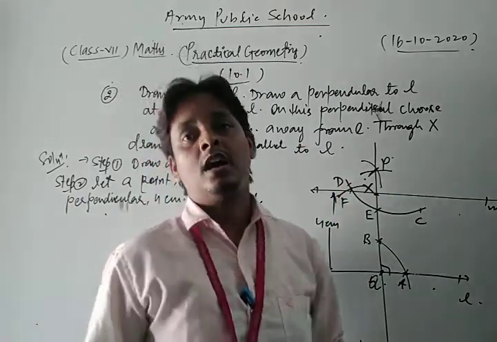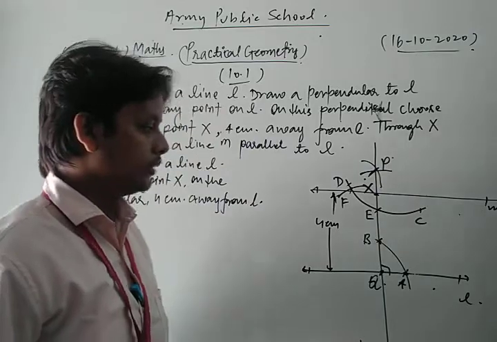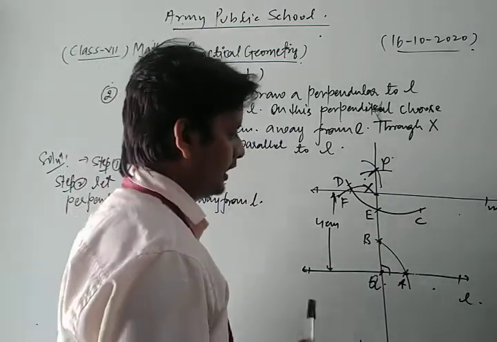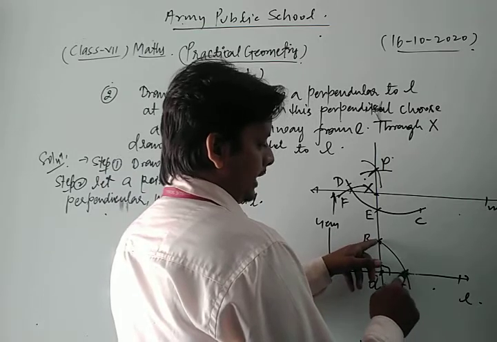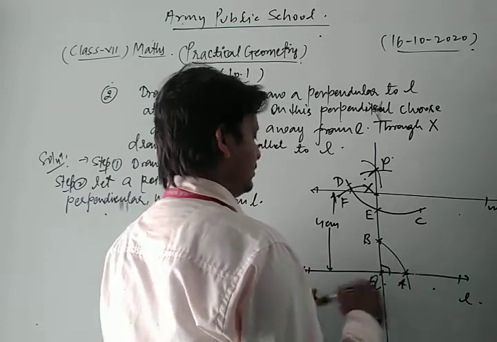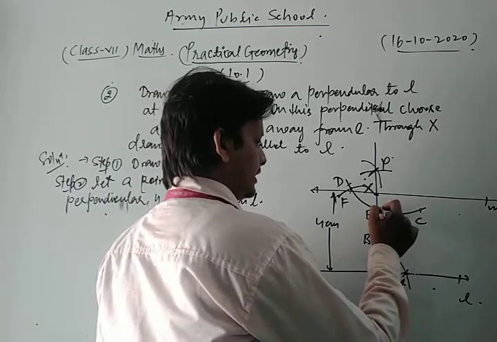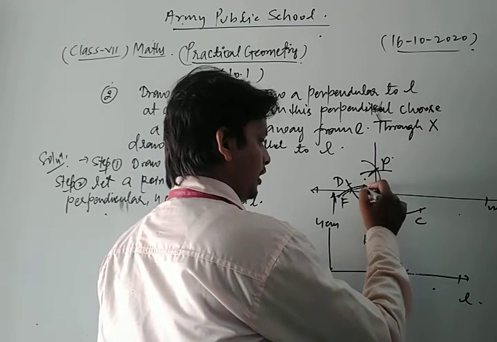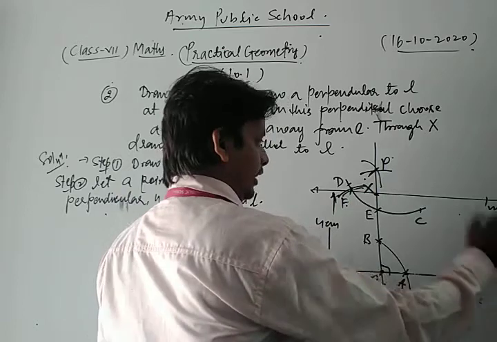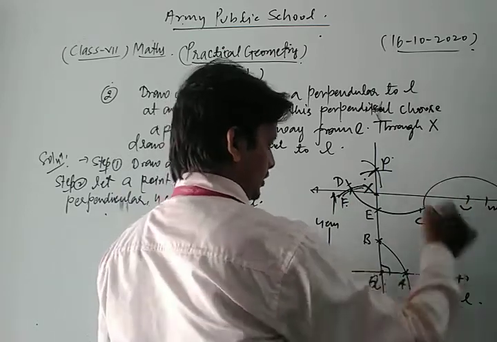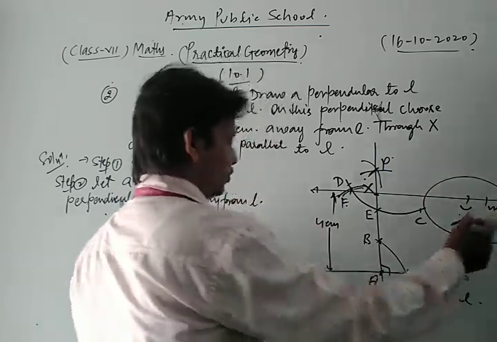Okay. After that, dear friends, we put the tip at point A and the open end at point B. Now we take the same distance. Now taking E as center, we cut an arc in this way. Suppose that is point F. Now we join X and F and draw a line, which is our required line. This is our required line parallel to L.